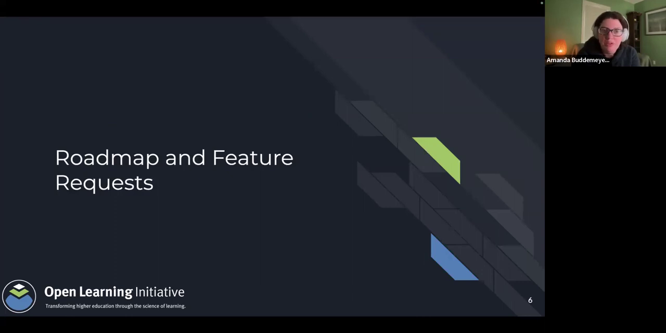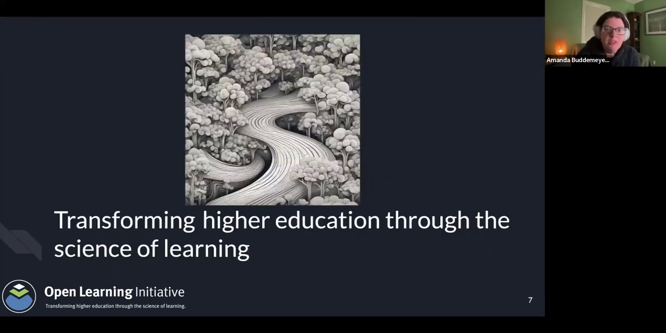Okay, so now I'm going to jump into roadmap and feature requests. The place that I want to really start is the vision of where we're trying to go with Torus as a product. The working vision I'm using right now, I'm borrowing the OLI motto that you will see in the bottom left of every slide: transforming higher education through the science of learning.